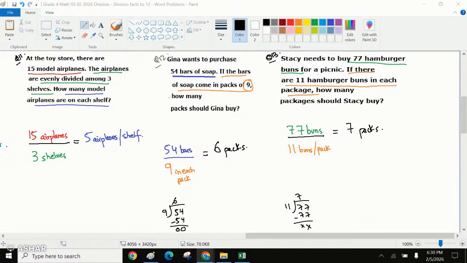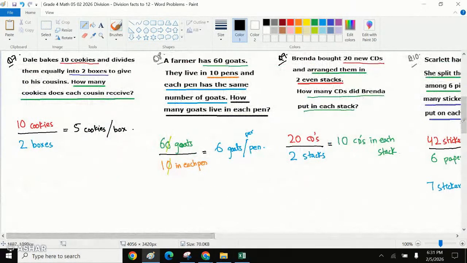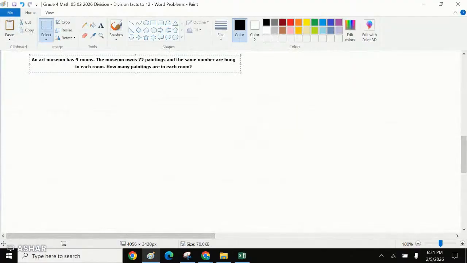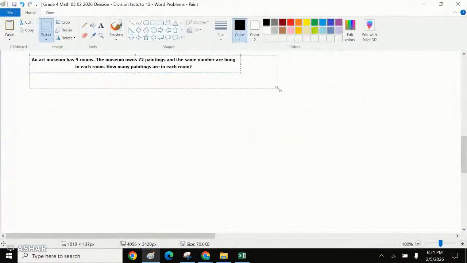An art museum has 9 rooms, and the total paintings in 9 rooms are 72. Yes, Biro. 7 is correct. One more question, then we'll start off with the test. That's an art museum. Sorry, this is an art museum.